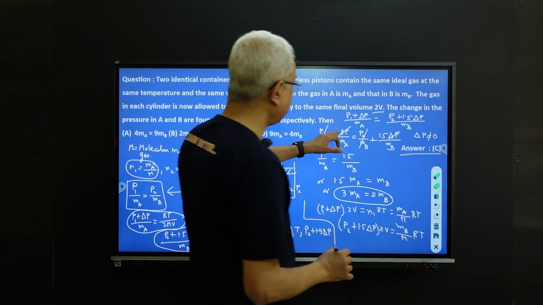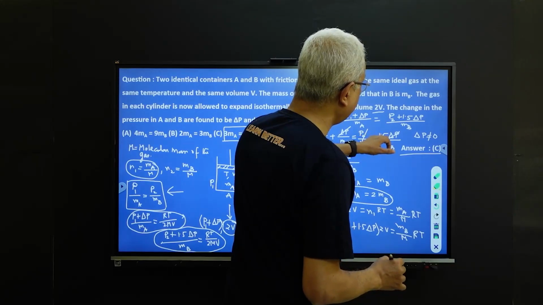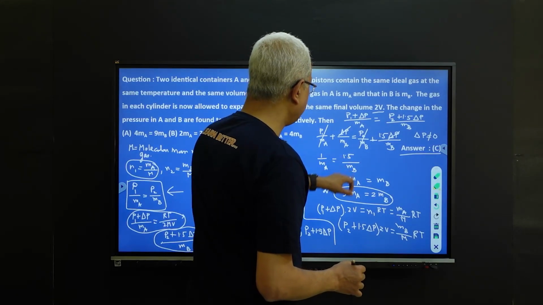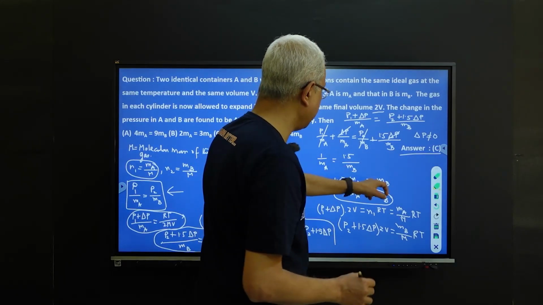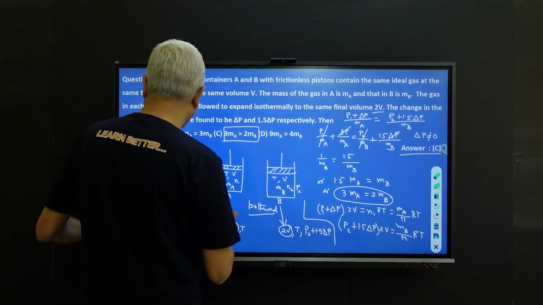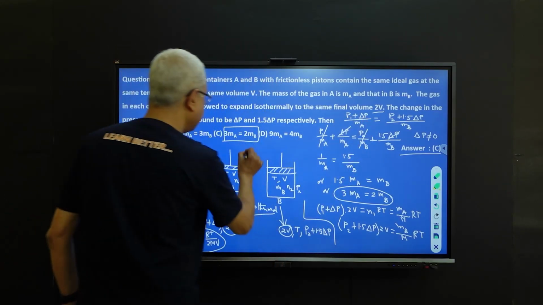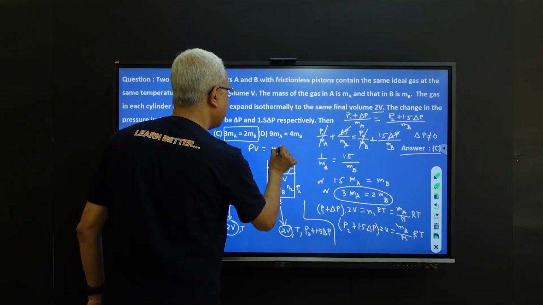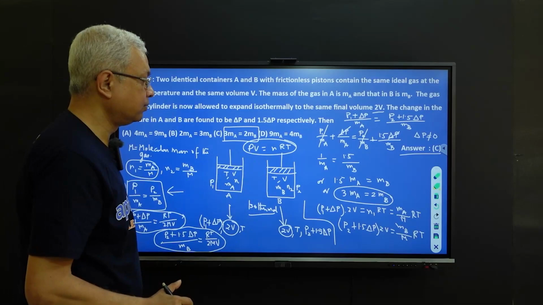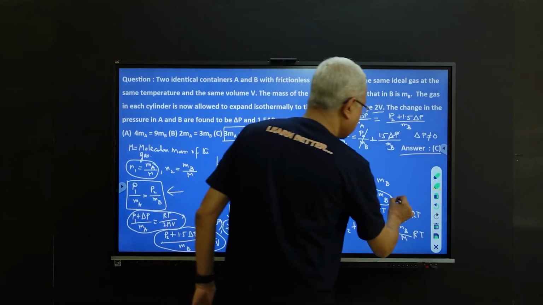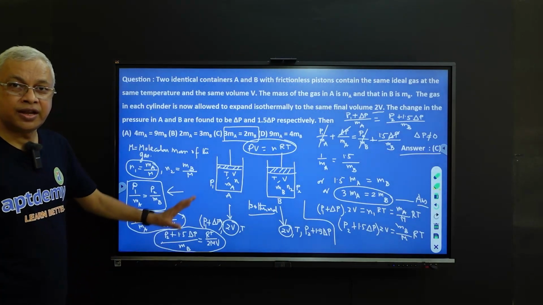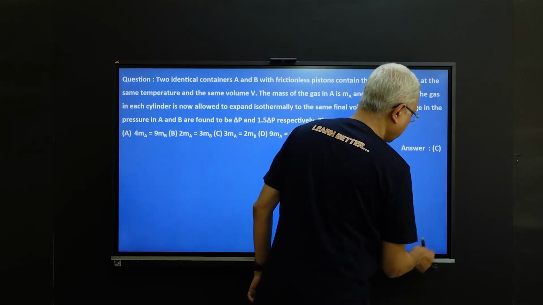Simple. P1 by Ma plus delta P by Ma equal to P2 by Mb plus 1.5 delta P by Mb, from which we can write 1 by Ma equal to 1.5 by Mb, therefore 1.5 Ma equal to Mb, so 3 Ma equal to 2 Mb is the correct answer. It's a very simple sum, just apply the gas law, PV is equal to nRT. Applying this, we could solve the problem. Very simple. This is the solution. This is the answer. I hope it is clear. Okay, let us move to the next problem.